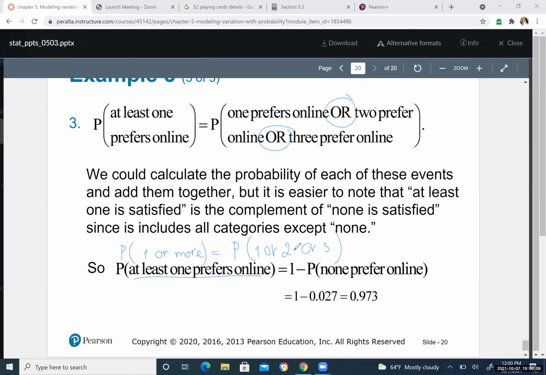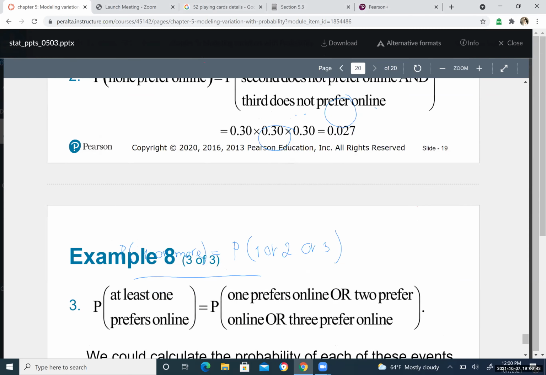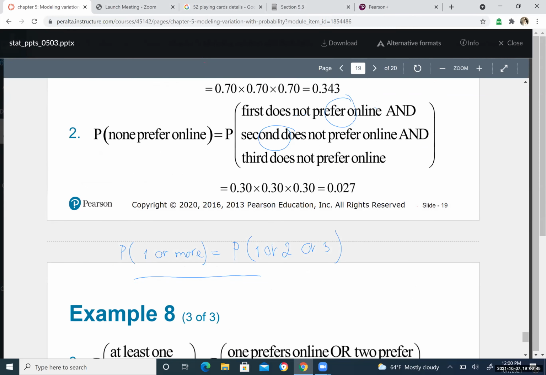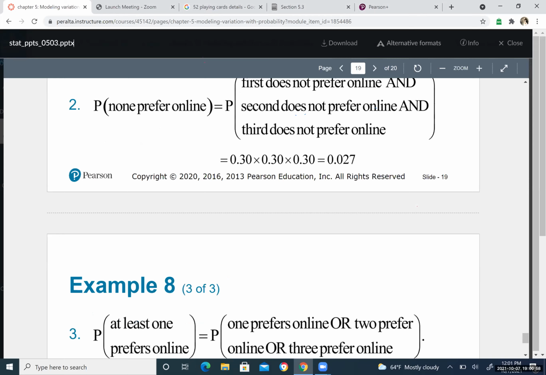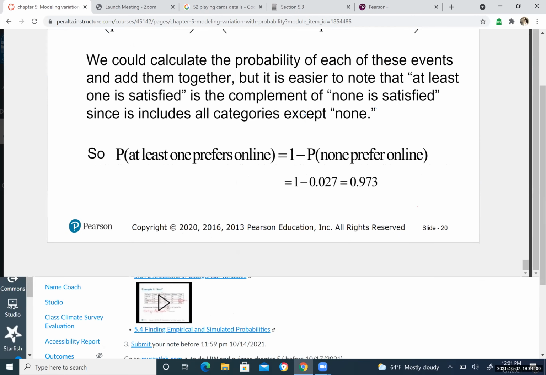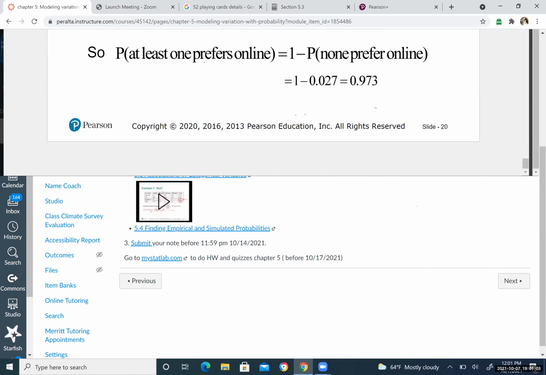In other words, we got that value in the second example, none prefer to shop online, right here from number 2. You take that value and use it so that you don't have the difficulty of computing more work. Okay, I think this is all.